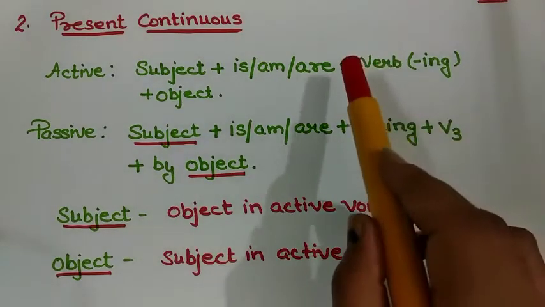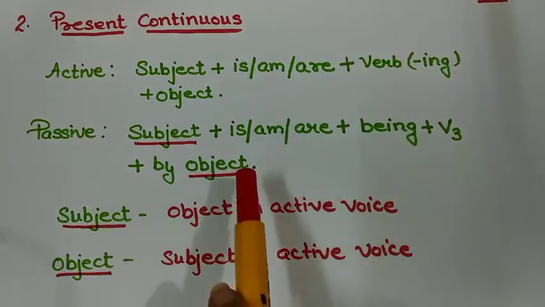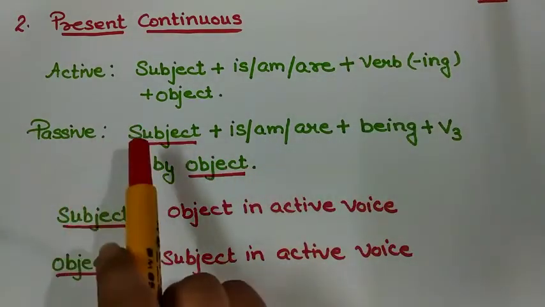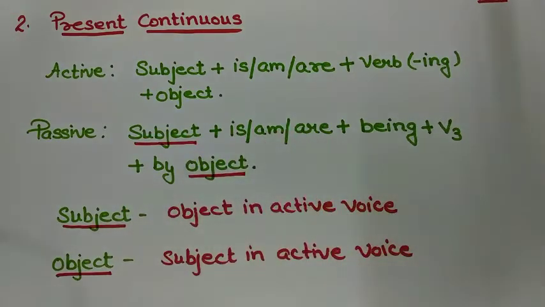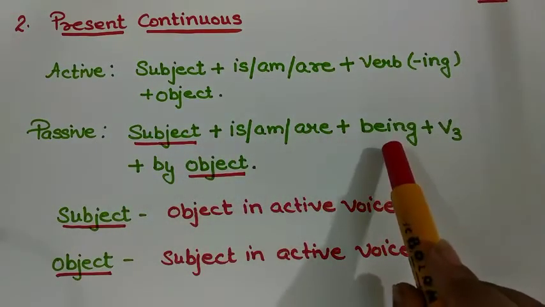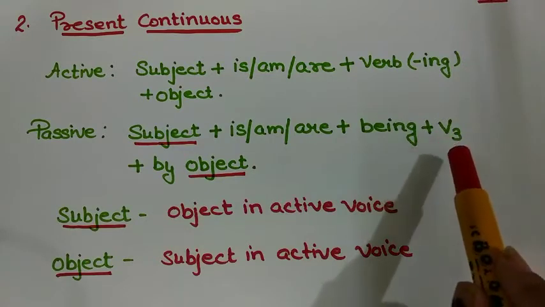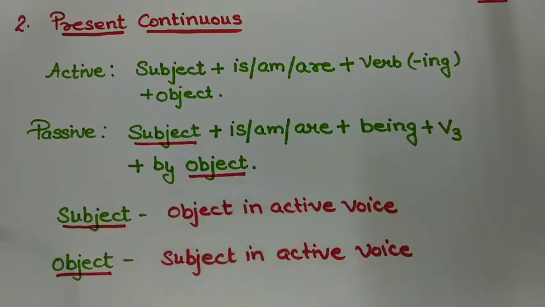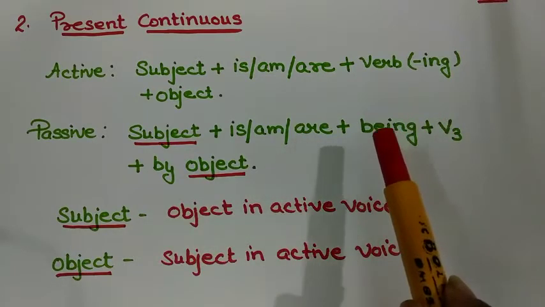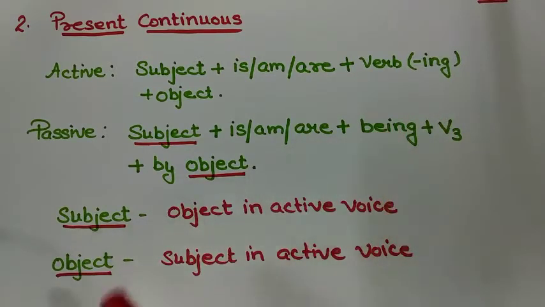When we convert this active into passive, then it becomes subject, then is, am, are, of course the helping verbs, then being, plus the third form of the verb, and then comes by plus the object. Now, this being is playing a very important role here.